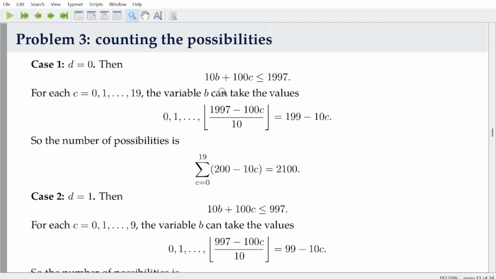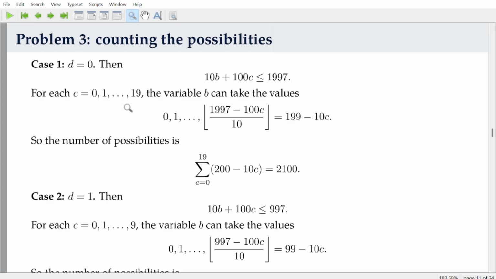Again, the same logic that we use for saying d has to be 0 or 1 applies here. c has to be some integer between 0 and 19, including 0 and 19. But it can't be 20 or anything greater than that, because if it were, the left-hand side would be greater than 2000, but we want the left-hand side to be less than or equal to 1997. So basically, c has to be one of these integers from 0 to 19.